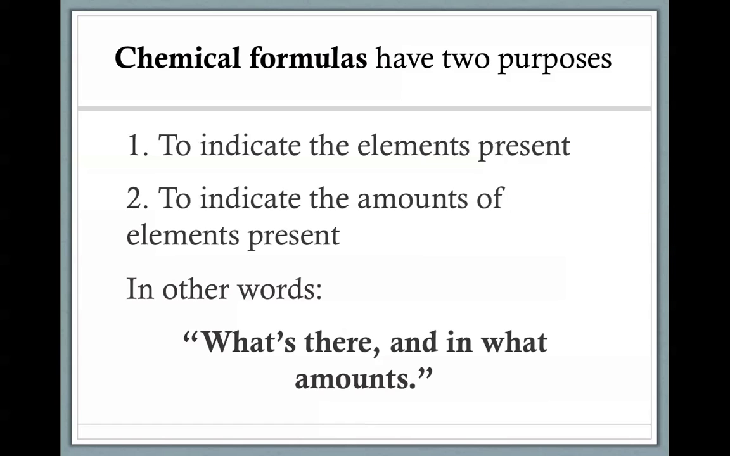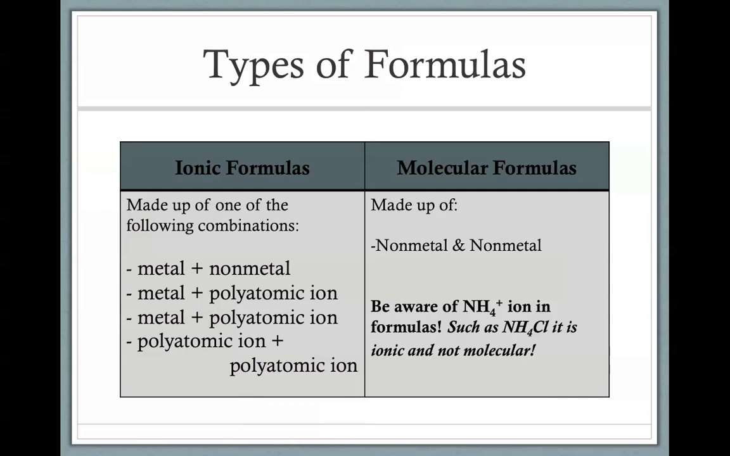So chemical formulas have two purposes. They indicate the elements present in one compound and the amounts of those elements present in that compound. So it's giving us what's there and then in what amounts it is there. So the types of formulas, we have two main types to start off with. We have ionic formulas, and we've talked about ionic compounds already. These are made up of ionic bonds.